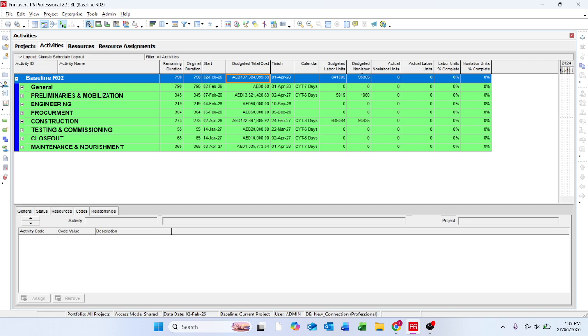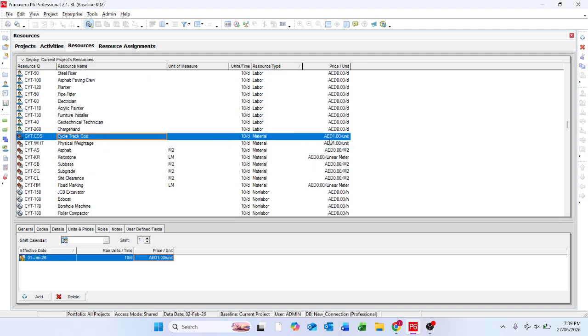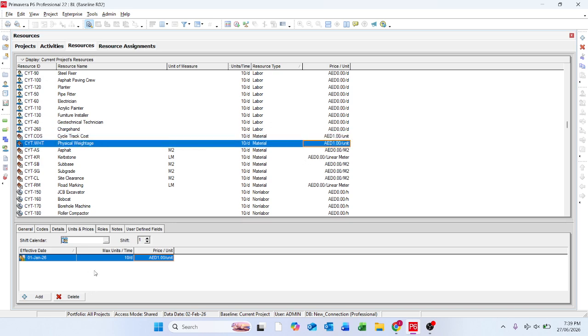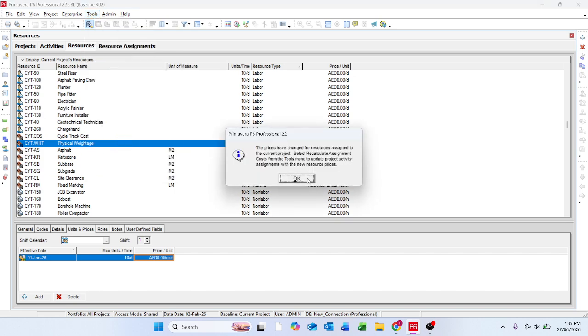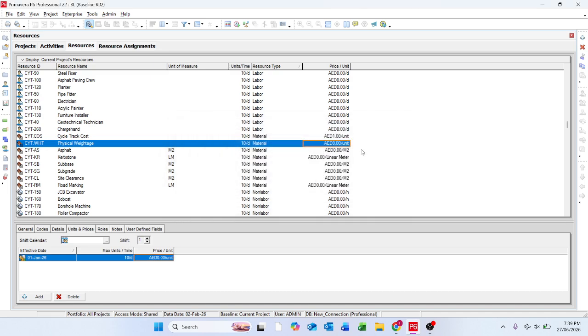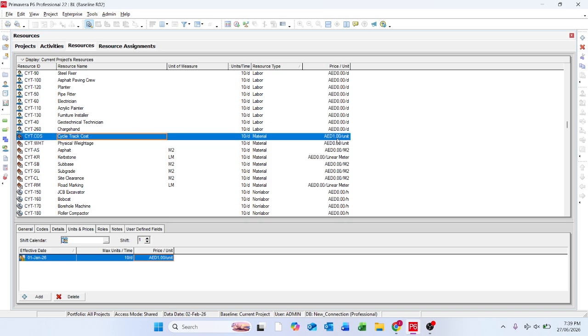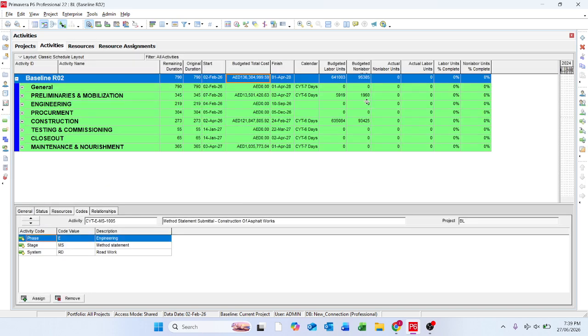So how are we going to fix this problem? We will go to the resources, and we will only keep the cost part. The price per unit will be 1, but for the physical weightage, we will keep it as 0. Okay, so we keep it as 0 per unit, and then we will go to the tools and recalculate assignment cost. Click on OK, recalculate, close. So now it will be correct. So in your resources, the price per unit should be 1 only for cost, but the remaining should be 0. So we go to the activities window.